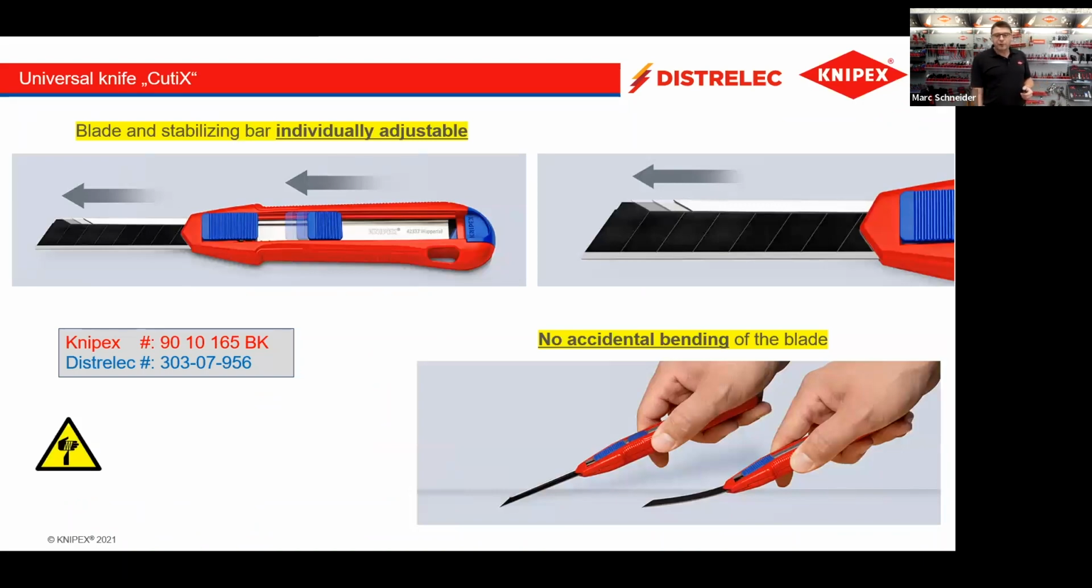Yeah, we move from sharp blades to very sharp blades. This is our new universal knife. The special feature of this knife is the individually adjustable stabilization bar that you see here, which comes out if you press the second blue button. This prevents the blade from bending or breaking, especially for cables with a thick insulation where the blade is pushed all the way out. This is an enormous safety feature.